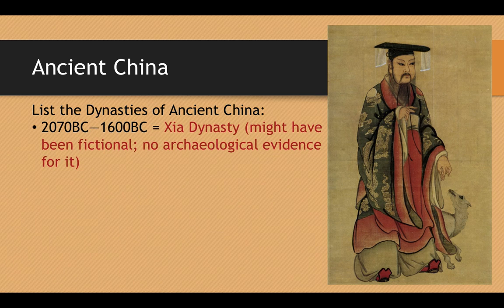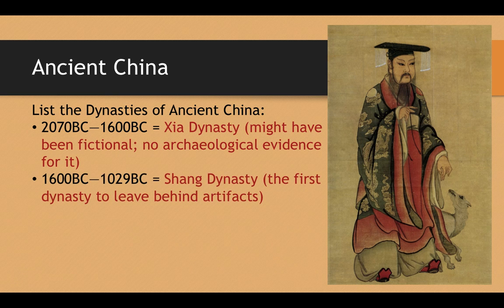The first dynasty was the Xia dynasty, but something about the Xia dynasty is it might have been fictional. There is no archaeological evidence that it existed, but it is mentioned in documents by other dynasties that existed hundreds of years after the Xia dynasty allegedly did. So we don't know for sure. It's possible that the Xia existed, but it's also possible it might have been fictional.